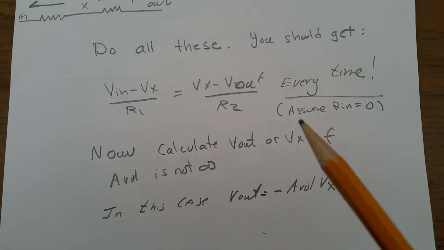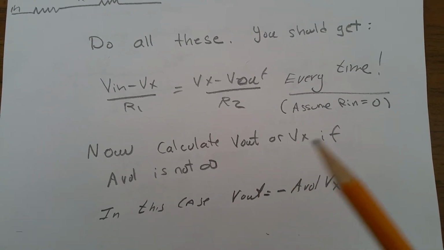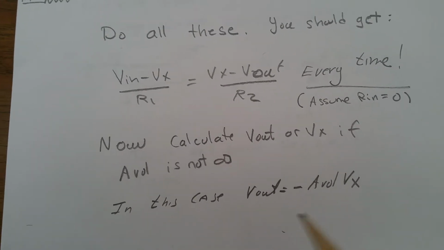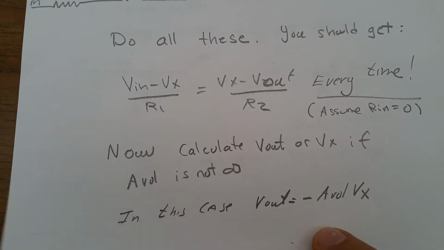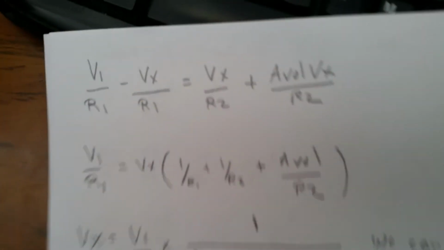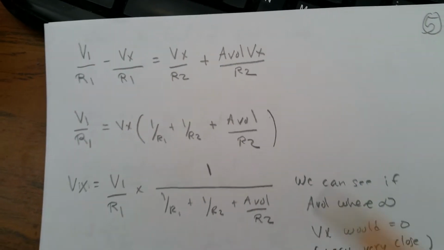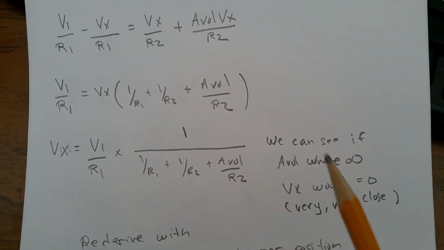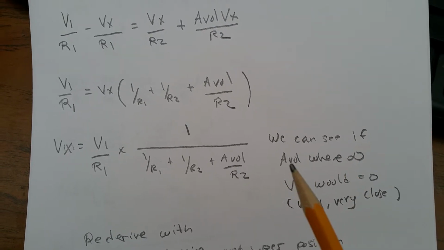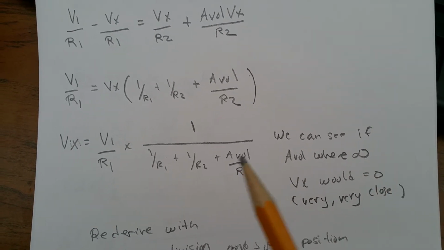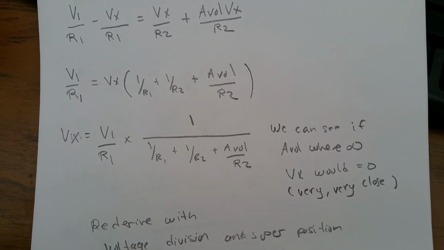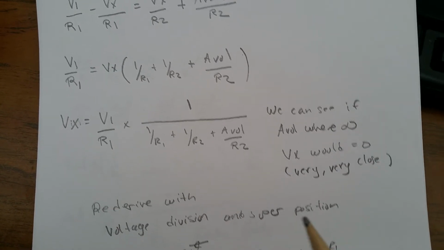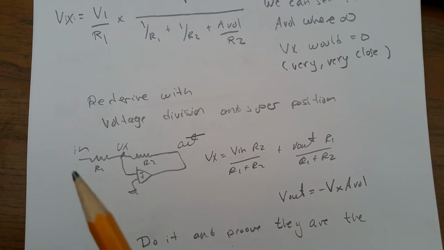All right. Now let's assume Rn equals 0. Calculate Vout or Vx if open loop gain is not equal to infinity. In this case, Vout is always equal to minus open loop gain times Vx. So if we substitute it into our equation, ultimately we get Vx. We get the exam solution. If open loop gain were infinity, you can see that would drive Vx towards 0, or very, very close to 0.